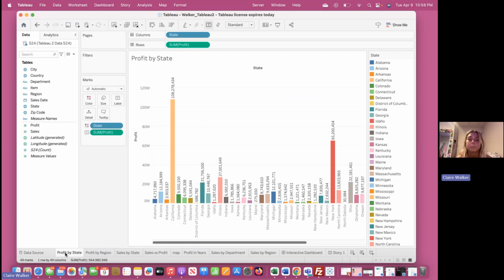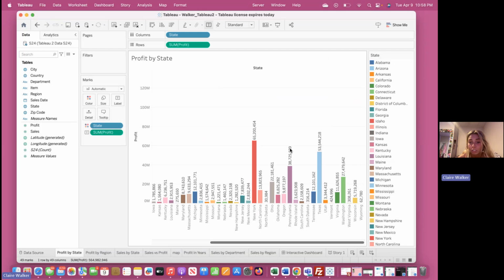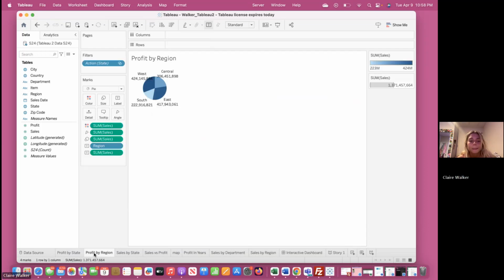So for this, I did profit by state and I used the bar graph because you can clearly see how California is the highest, much higher than the rest, and all the colors definitely separate them. The next I did was profit by region. I did this pie chart because you could clearly see that East and West were much greater than the other two, with California being in the West.